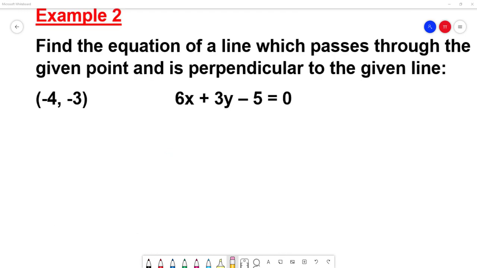Here's another question for you to try. You can pause the video, and when you're done, I will go through my worked solution. Welcome back. Now here's the key thing. We face the problem again.